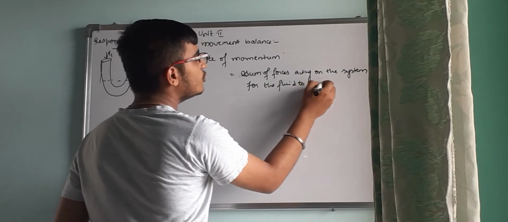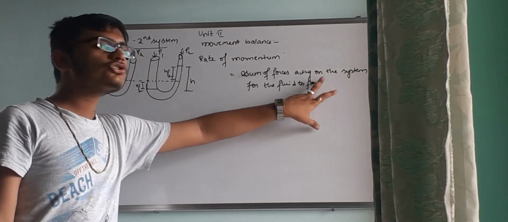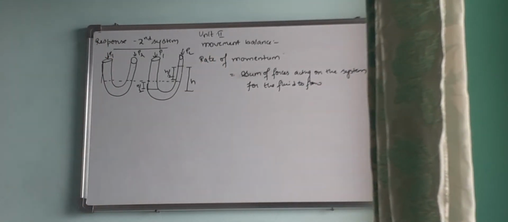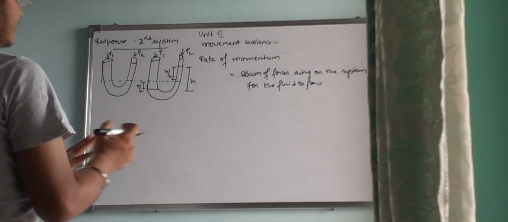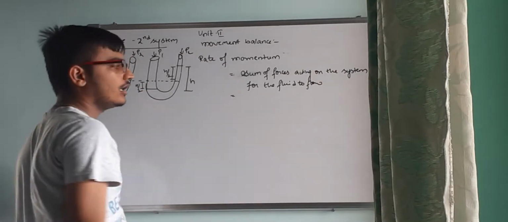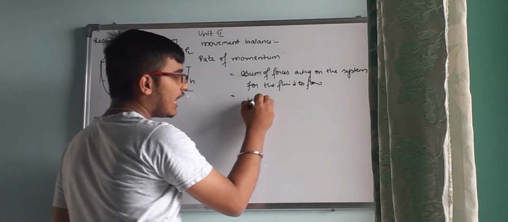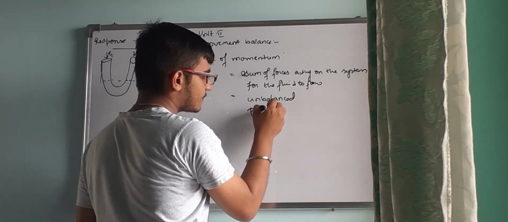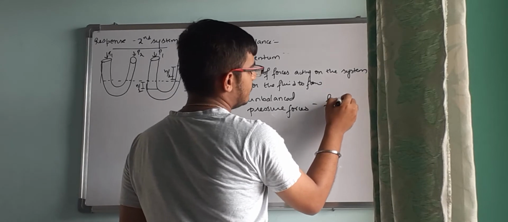For the fluid to flow, whatever the forces are acting on the system, the sum of all those forces will give you the rate of change of momentum. Right? These forces are generally pressure forces. So these are unbalanced pressure forces minus the frictional force.